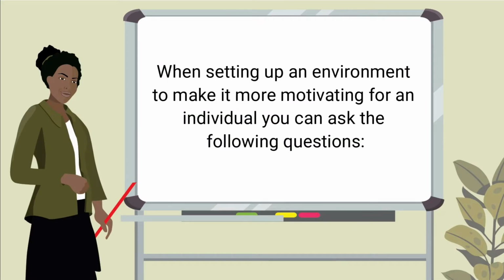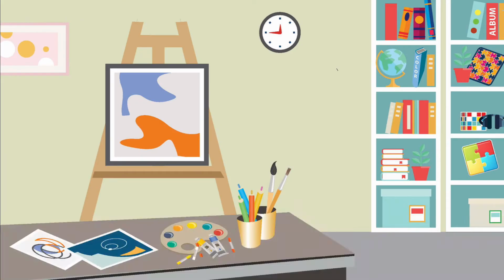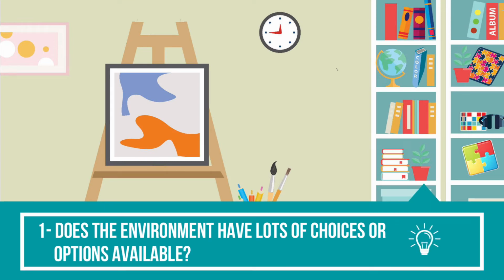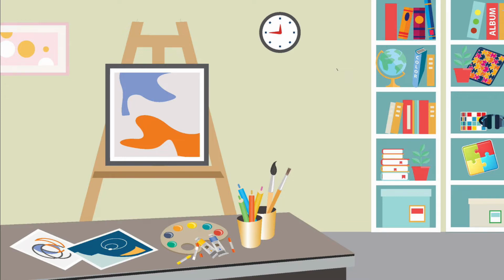When setting up an environment to make it more motivating for an individual, you can ask the following questions. 1. Does the environment have lots of choices or options available? When you walk in the common area, are there shelves with bins, lists of options, choice boards, and activity stations? For example, sensory station, art station, learning station, free access items, etc.